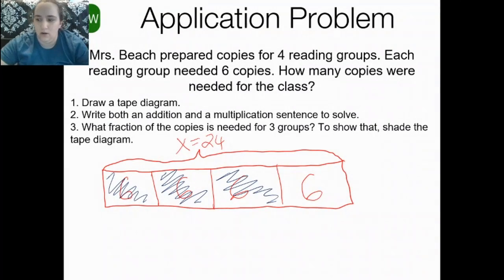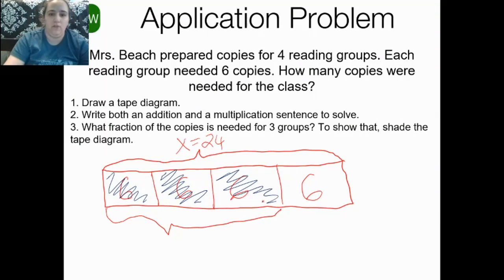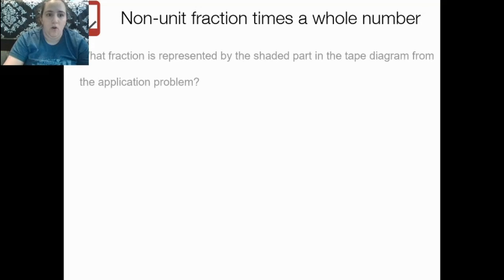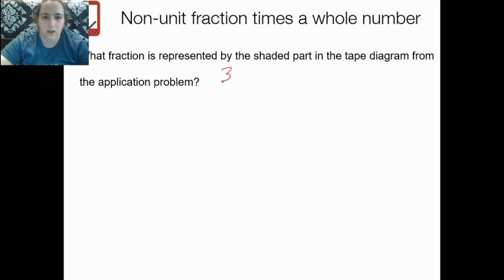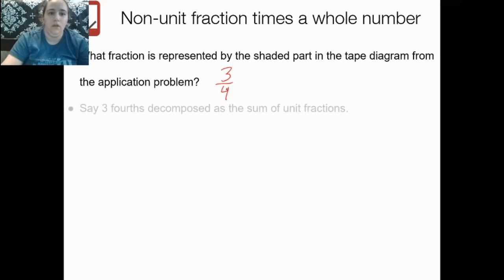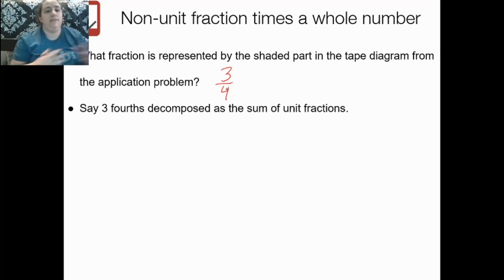So if we go back for just a second, what fraction was shown here? So that is our question, and we answered that in the application problem, and hopefully you came up with 3 out of 4. So now it wants us to say 3/4 decomposed as the sum of unit fractions. So if we break this up into the sum of unit fractions, first thing we need to know is what is the unit fraction for this? Well, it's always going to be how much is each individual block worth, and that was 1 out of 4. So that's our unit fraction.